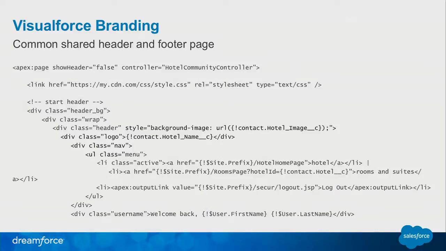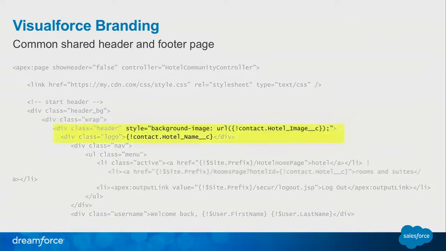So the shared header and footer page, basically what we have here, you see we have our showHeader false, and then we start getting down into using just HTML5 instead of pure Apex tags. And you'll see here how we're doing the custom branding. Our style now gets set to an image which we're grabbing from the contact record. So as different contacts log in, we'll be showing different images here in the header. Same thing with the hotel name. When we load up the page, you'll see it has the hotel name showing there.